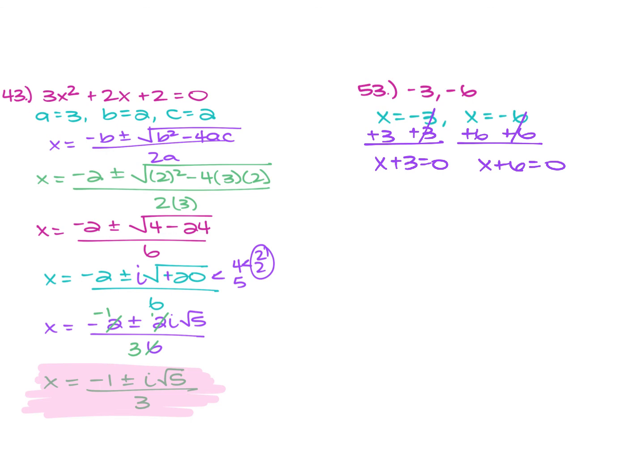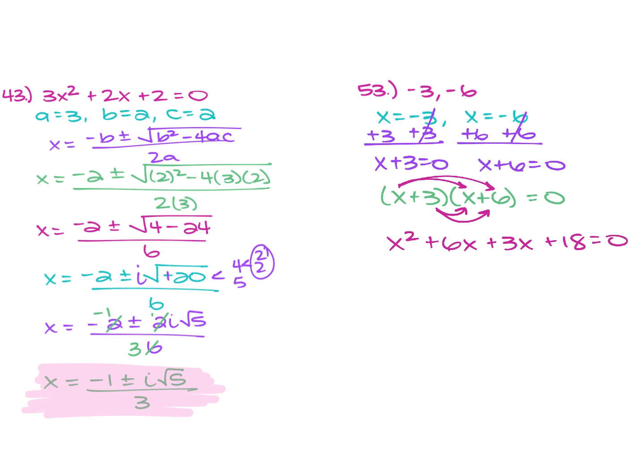From here, these are both equal to 0, so you can put them both in parentheses to give you x plus 3 times x plus 6, and then set that equal to 0. From here, just FOIL it out, combine like terms. So x times x is x squared, x times 6 is 6x, 3 times x is 3x, and 3 times 6 is 18. From here, combine your like terms. The 6x and the 3x give you 9x, so that's just x squared plus 9x plus 18 is equal to 0.